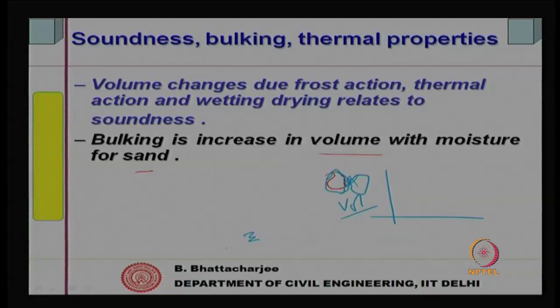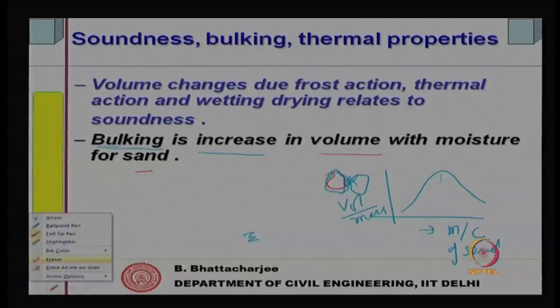So, if you plot volume for a fixed mass, then you get this sort of curve. The volume increases with moisture content of sand, picks up a peak, and then it reduces. So, this is called bulking of sand, the bulk volume increases. Well, this does not have much to do with us because we do not use volumetric mix design, but one must remember this because it will change the packing characteristics. Particle size becoming larger, it will change the packing characteristics. So, this is important from that point of view.